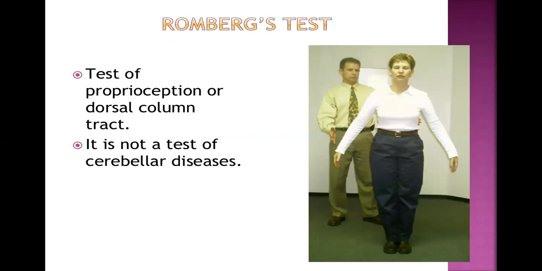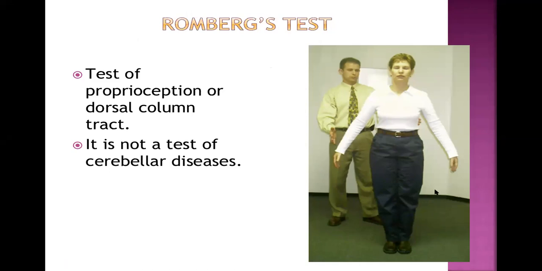Now, another very important part of the posterior column tract function is the Romberg test. This needs a bit of explanation, so please listen carefully. To elicit the Romberg test, I will stand behind the patient or on the side of the patient, you can do both. Then ask the patient to stand exactly like this. The feet are touching each other. Then the eyes should be closed, and the arms should hang comfortably near the body. This is the position where the patient should stand.